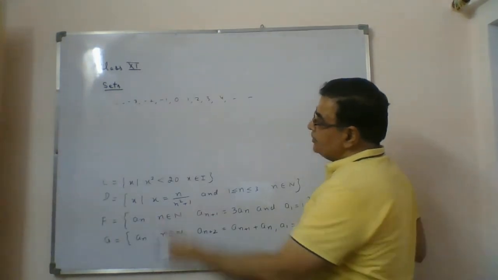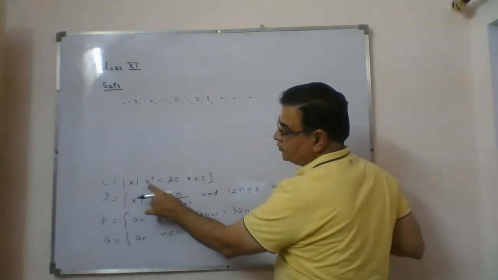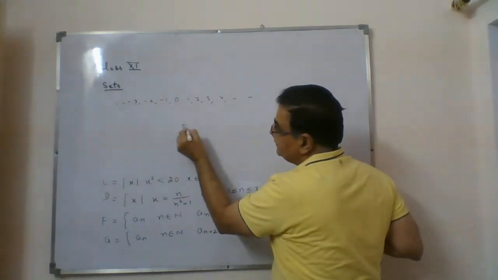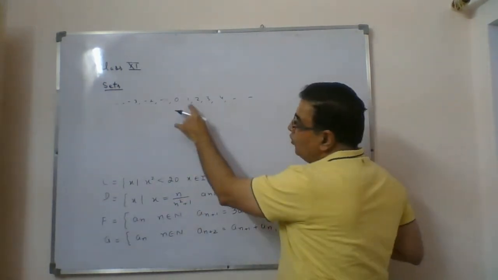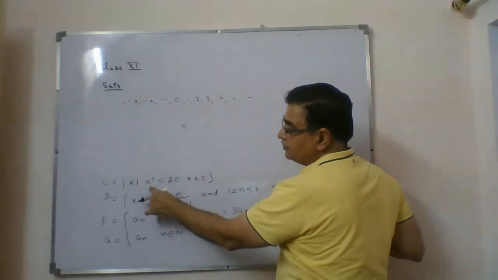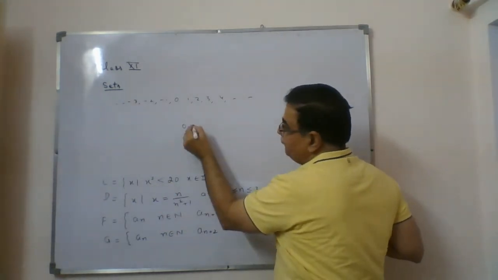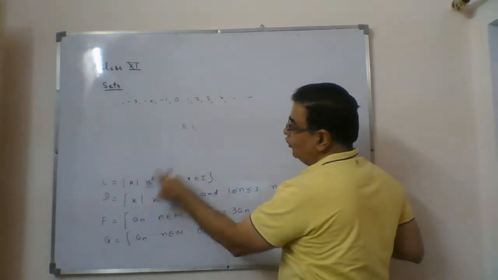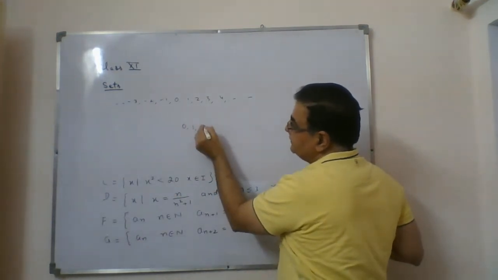First we'll take the integer 0. Square of 0: 0 square is less than 20. Yes, it is valid, so we'll say 0 is possible. 1 is the integer. Square less than 20? Yes, because 1 squared is 1. So it is again less.